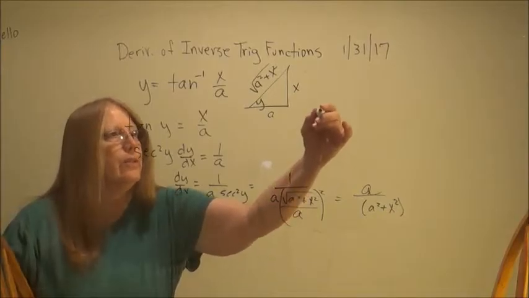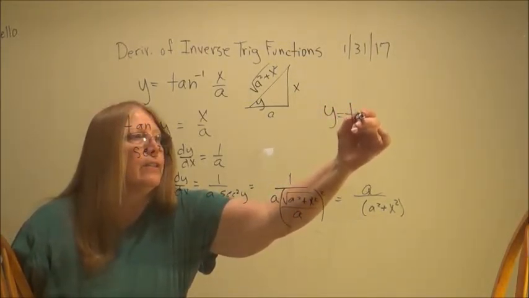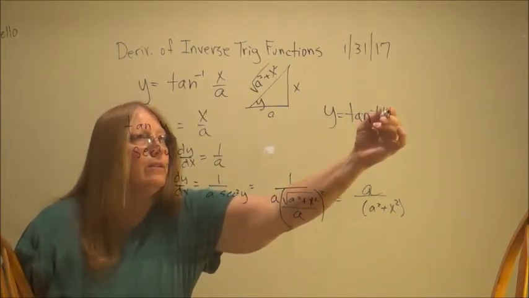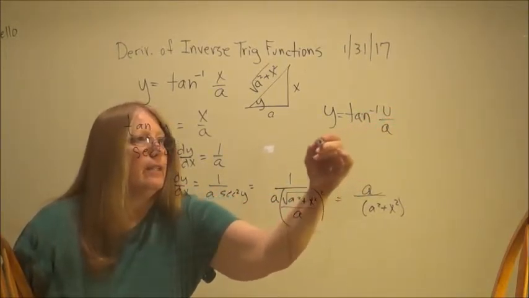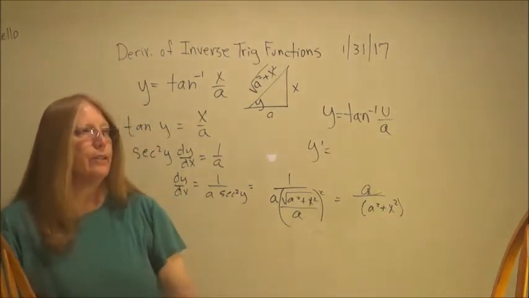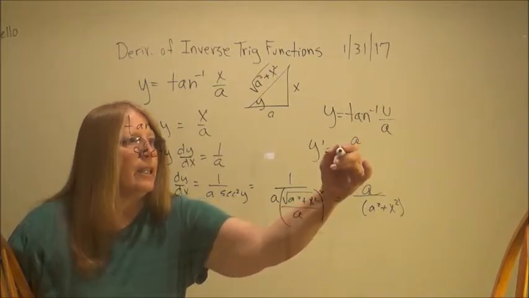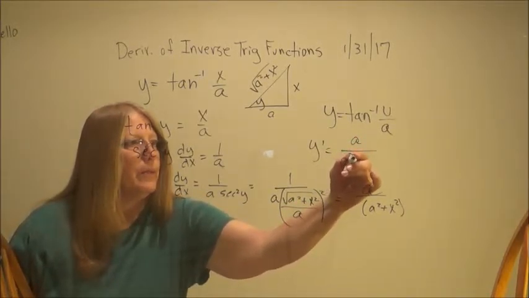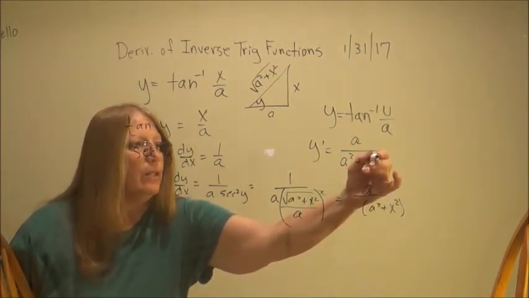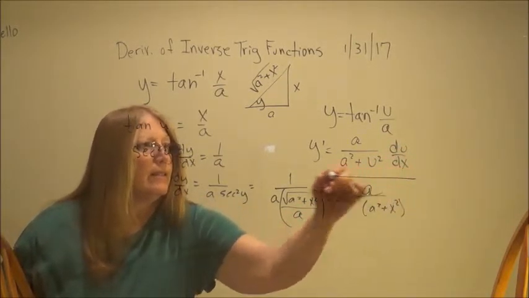Let's do the more general form. If we have y equals tan inverse of u over a, then y prime, so we've graduated from just an x to an expression in x. The a is unaffected by that change, but when we get to x, we're going to put in u, and then we'll follow it by du/dx.